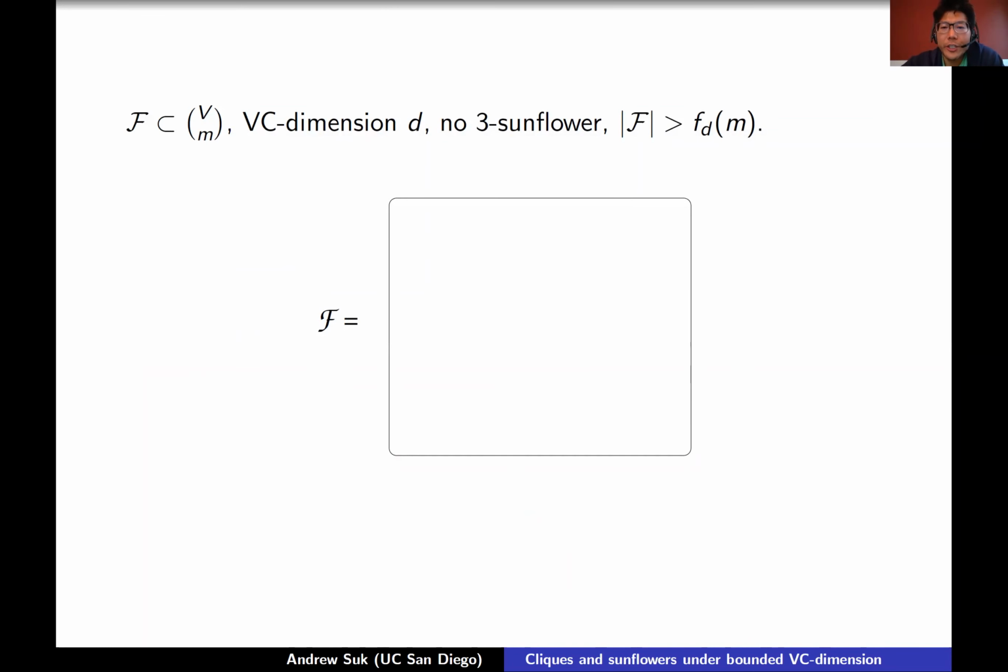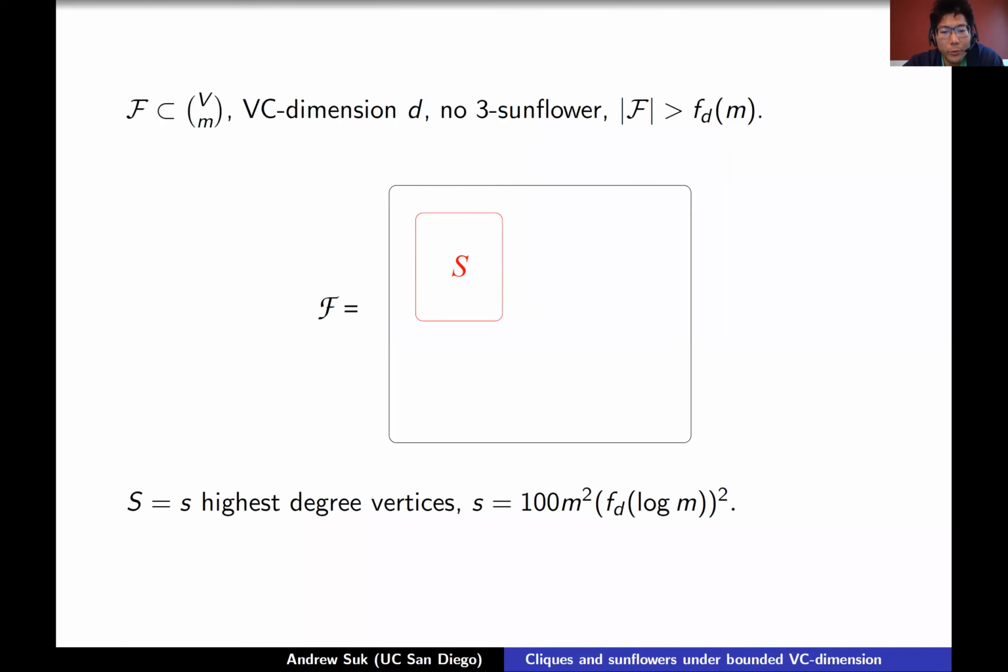And so for sake of contradiction, suppose the size of the family is bigger than that quantity that we claimed. So we have this set system with all of these properties, bounded VC dimension and no 3 sunflower. So what we'll do first is we'll set little s to be this number here, which let me just say is super polynomial in m. And then we collect the s highest degree vertices. So we collect the s most popular vertices with respect to degree, and then we call that set of vertices capital S.